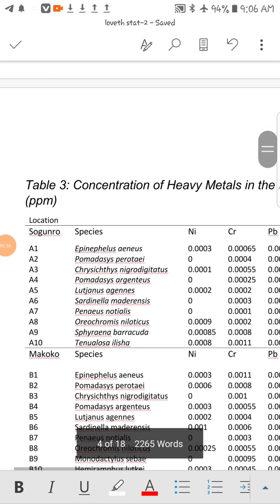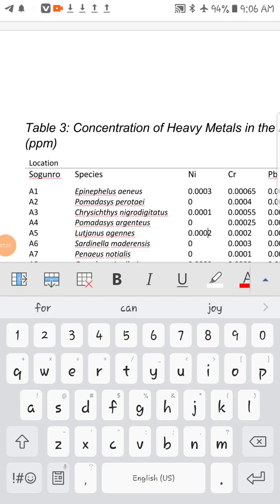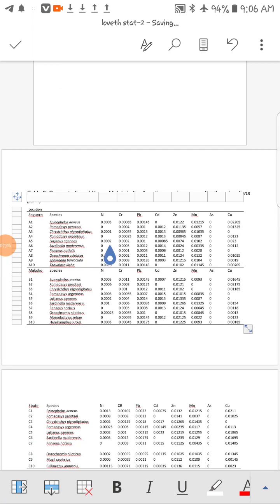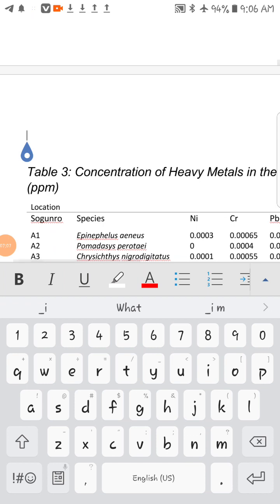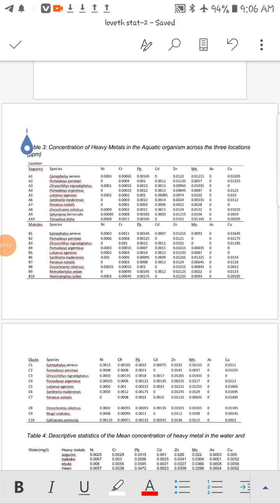Now, moving fast to the concentrations. Here in the concentrations of heavy metals, these are just the simple concentrations, the converted values.